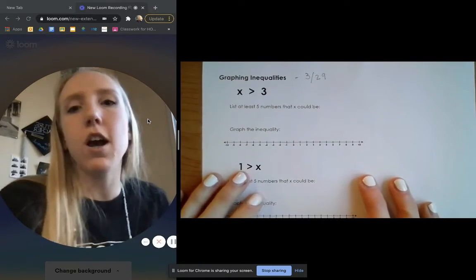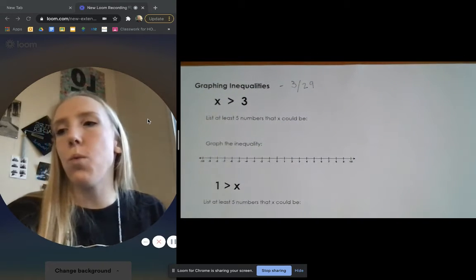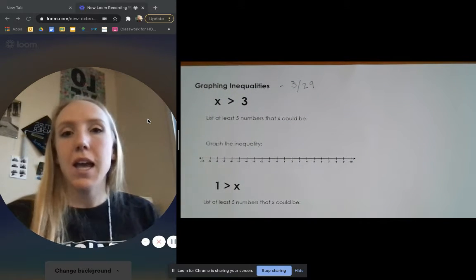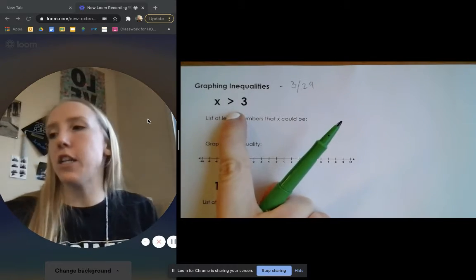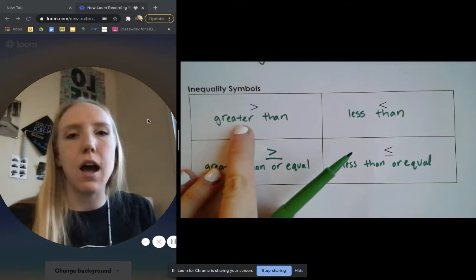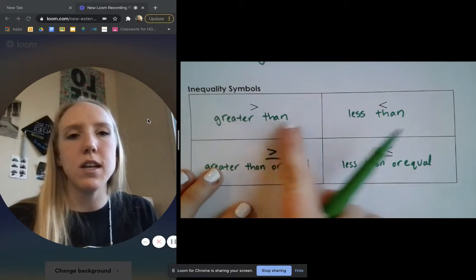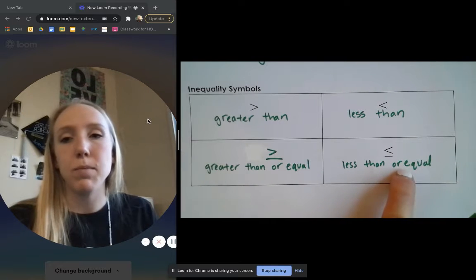Today we are working on graphing inequalities. And so what I want you to think about is what these inequalities really say. If we go back to notes that we took a little while ago, we remember that this symbol means greater than, we've got less than, we've got greater than or equal, and less than or equal.